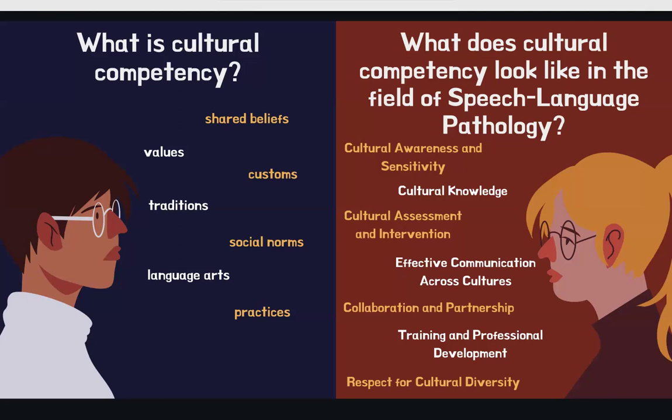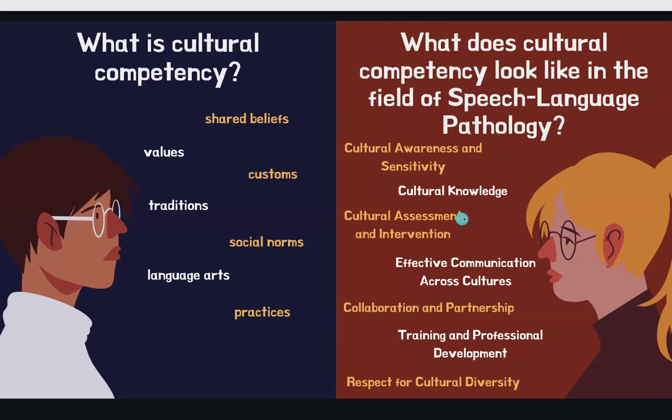So knowing what culture is, we can now dive into cultural competency. To be culturally competent means that you possess the knowledge, skills, attitudes, and behaviors necessary to effectively work with individuals from diverse cultural backgrounds. Cultural competence is essential in various fields, including healthcare, such as being a speech pathologist, an OT, a doctor, as well as education and social services and beyond.